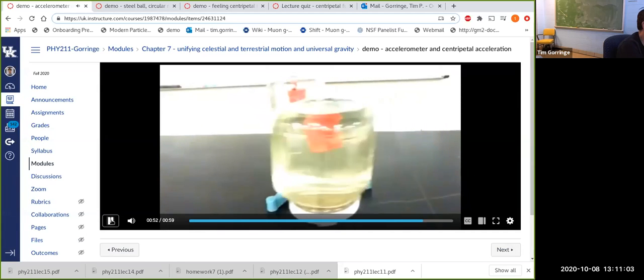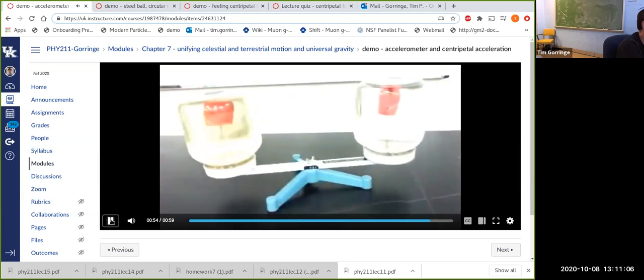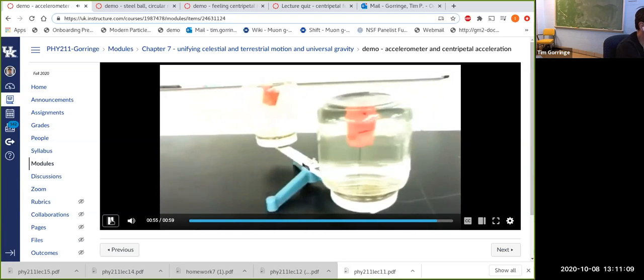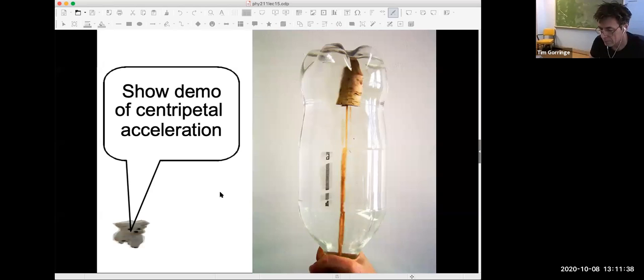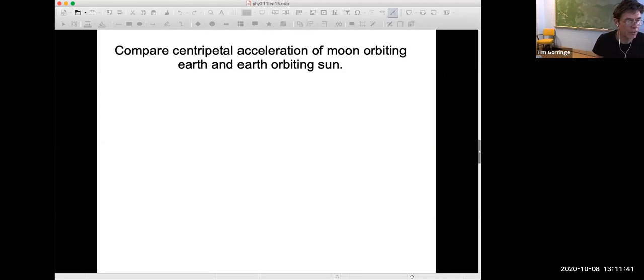And you see as it slows down, the corks straighten up. As it slows down, v is decreasing, v squared is decreasing a lot. And so the centripetal acceleration is decreasing a lot. Okay, let me go back to my slides, if I can do that. And I want to do a couple of quick calculations of centripetal acceleration because now we've met it.